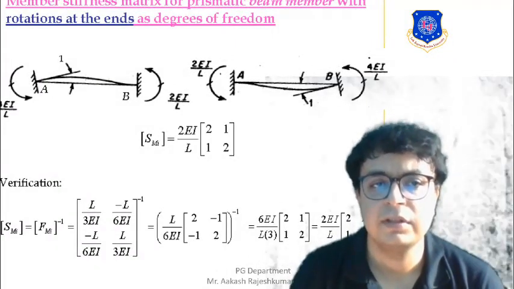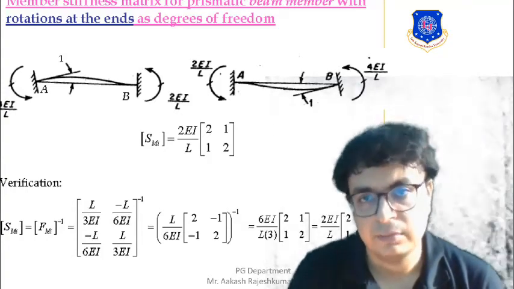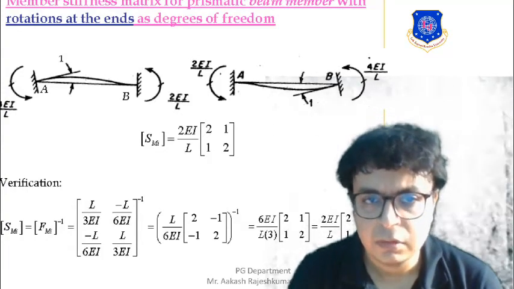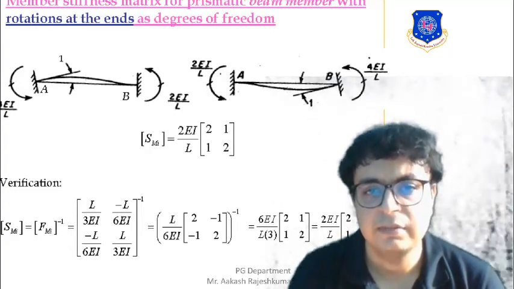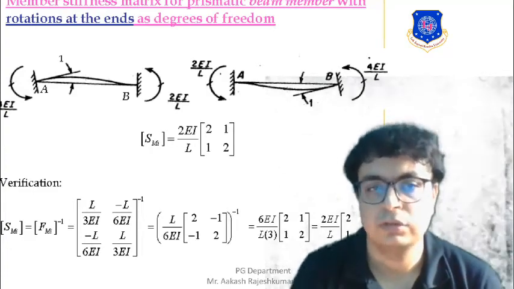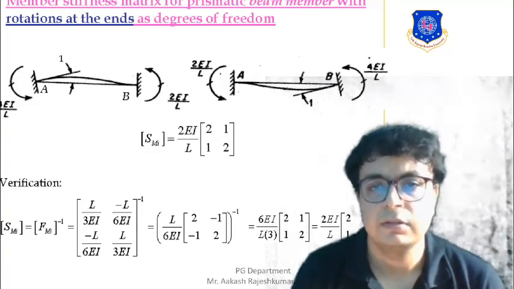We are restraining it. Initially, we have applied the unit load at A and the unit load at B also. So the generalized stiffness matrix that we get will be equal to 2EI by L times [2 1; 1 2]. This is the generalized stiffness matrix for a fixed-fixed beam.